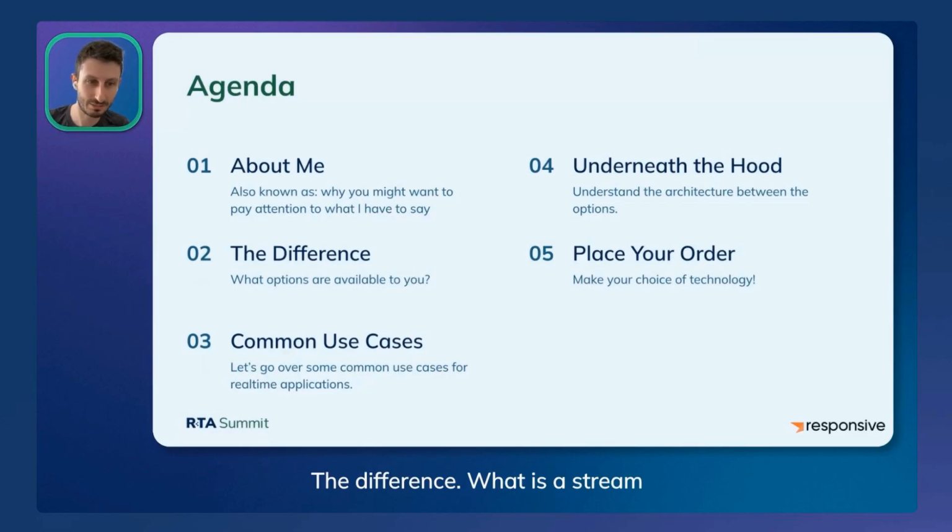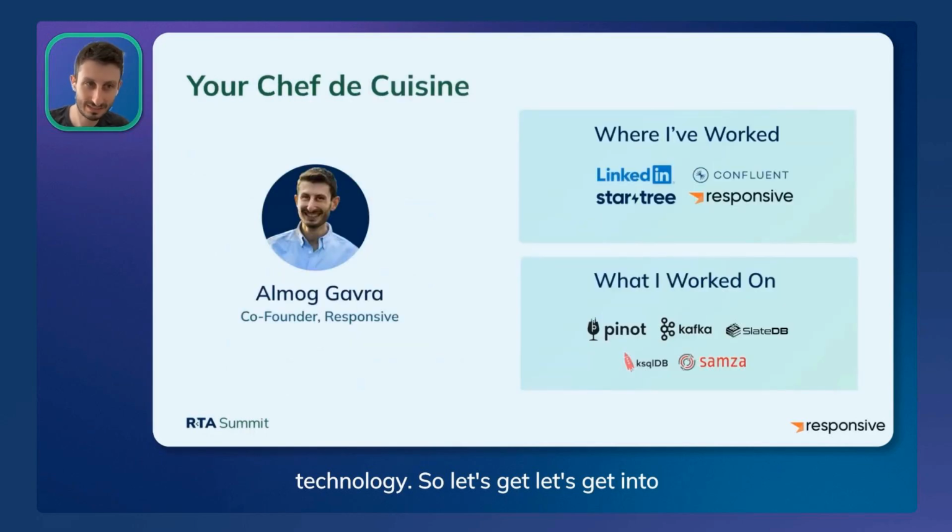The difference: what is a stream processor? What is a database? What are some common use cases for real-time applications, so that we'll get a sense of whether it's obvious I should use one or the other? What does it look like underneath the hood for a stream processor and a database? And then lastly, we're going to help you place your order. You're going to make the choice of technology. So let's get into it.